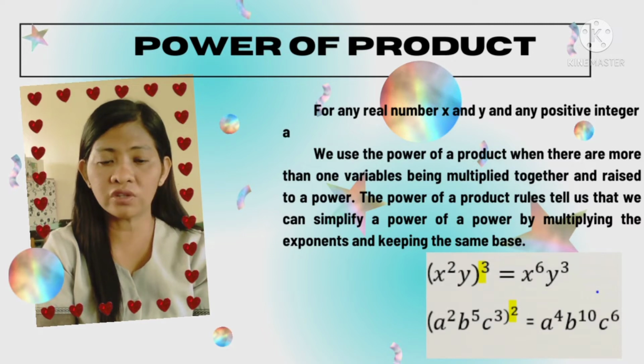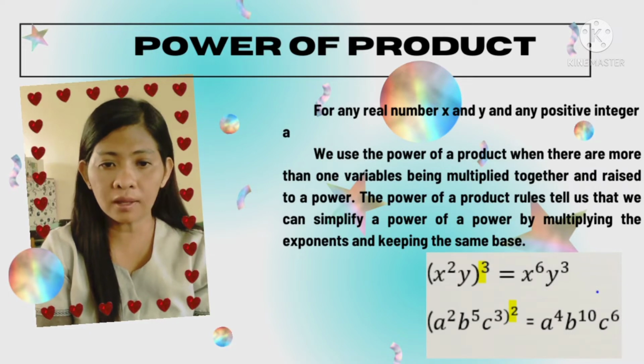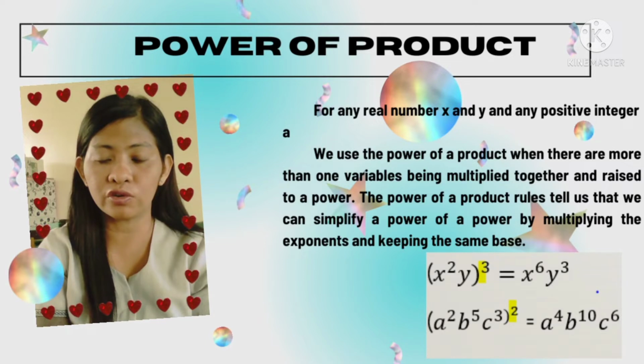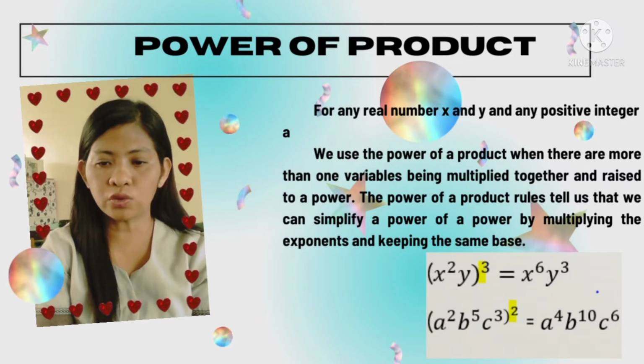Because it is more than one variable, we distribute the exponent to all the terms or variables given in the problem. For example, the quantity x raised to the second power y, raised to the third power. The exponent 3, you will distribute to all the exponents given in the base. How many terms are there? x and y. So x raised to the second power multiplied by 3, the result is x raised to the sixth power.